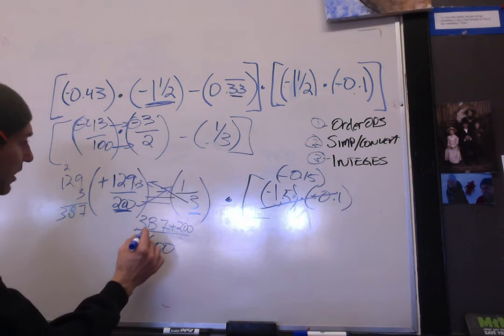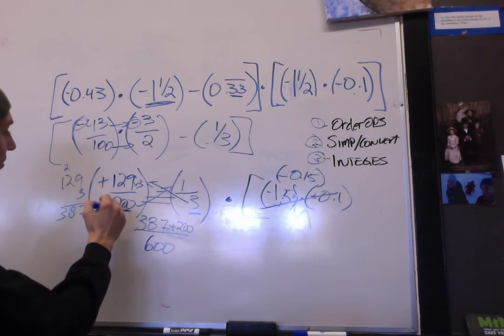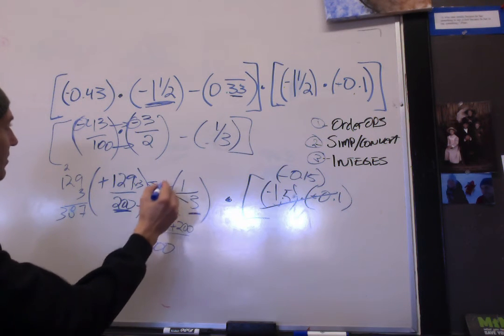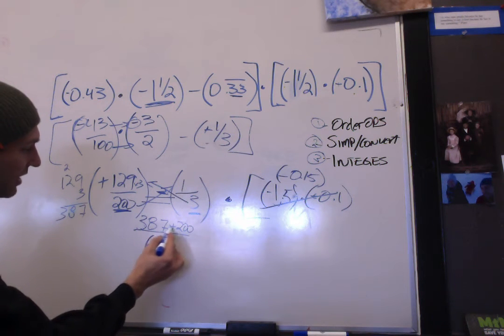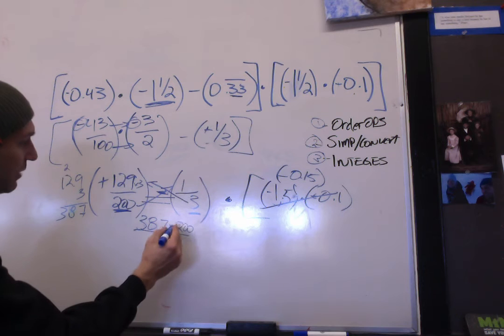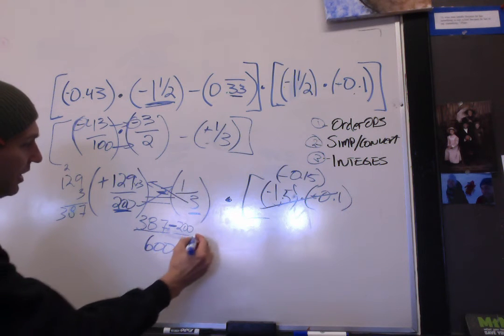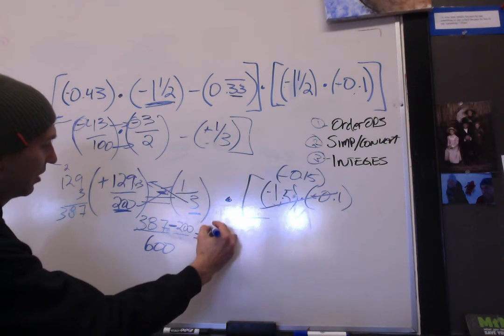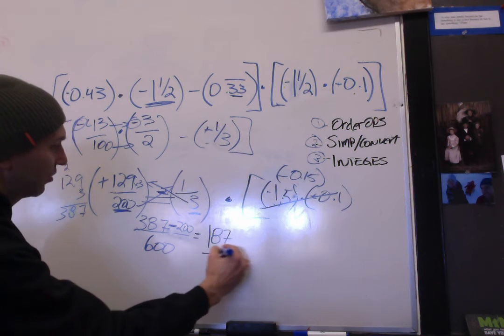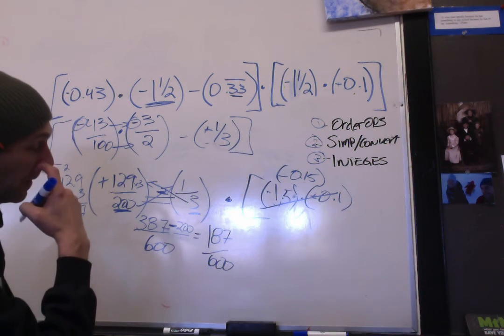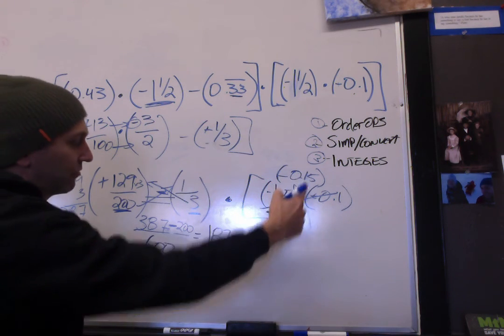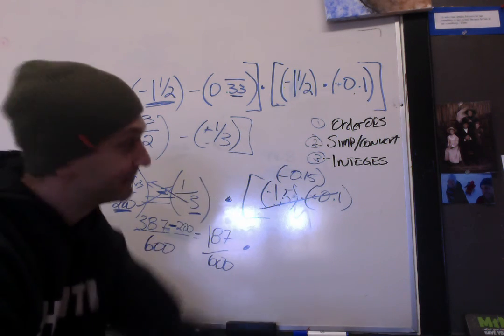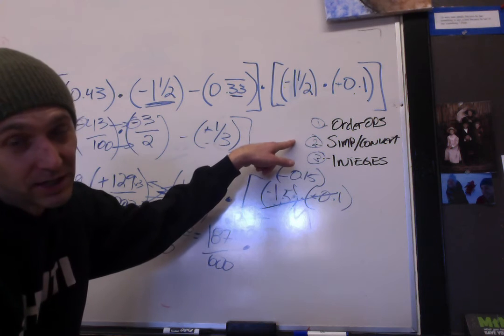Now, what do I get? I had a positive minus a positive. So this is just straight subtraction. So 387 minus 200 is going to give me, what is that? 187 over 600. That's fun. Now, I have to multiply this by 0.15. Simplify, convert. Okay, next thing down.